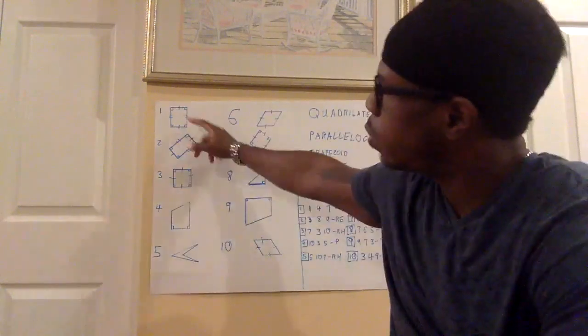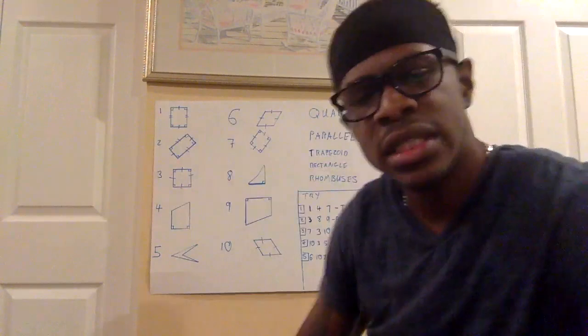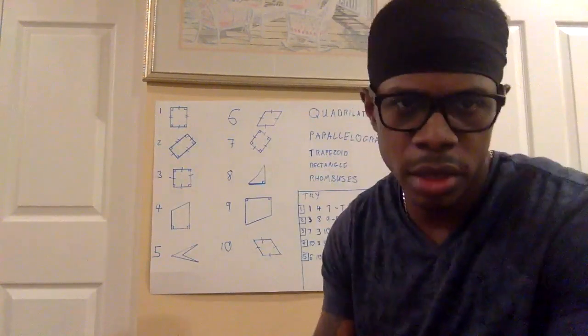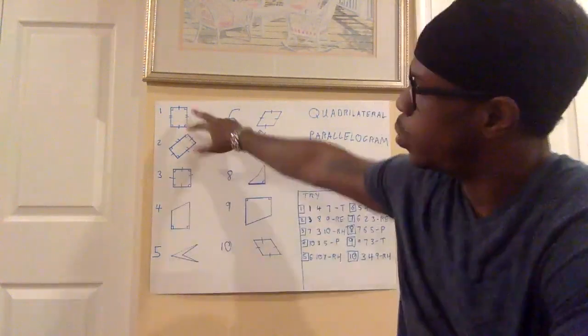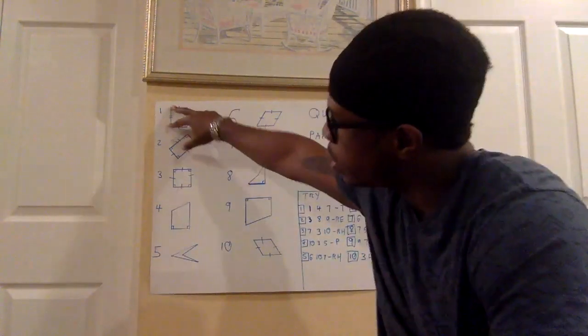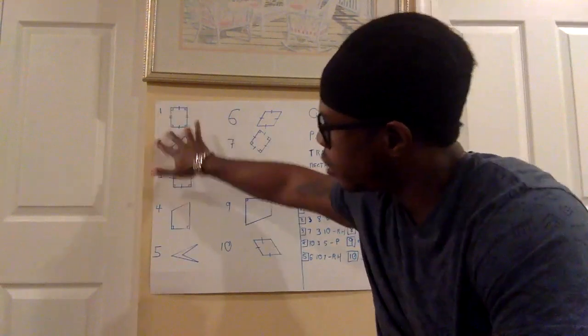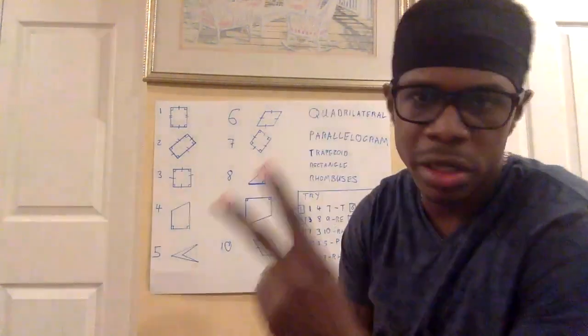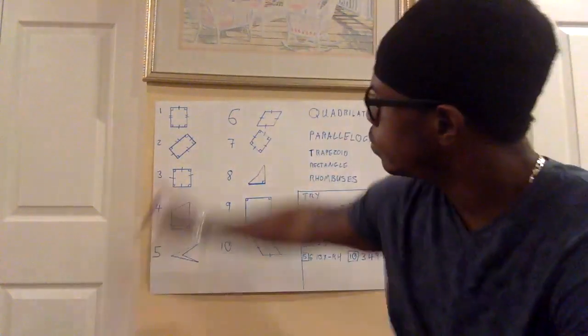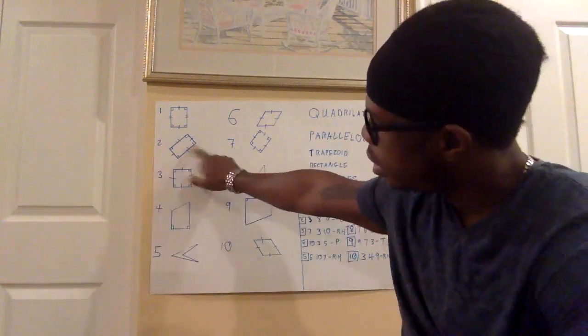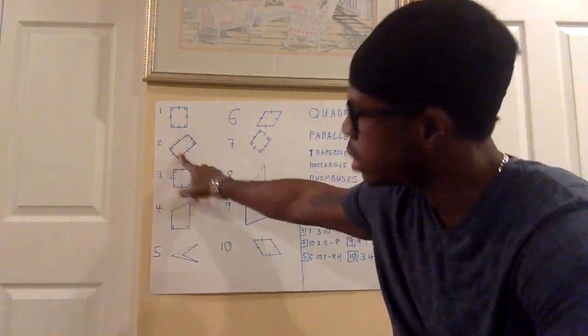Now, let's say number one. If I say number one is a trapezoid, would I be correct? I would be incorrect, because remember we went over before, this is a pair of parallel lines, and this is a pair of parallel lines. So that's two pairs, and that's too many. A trapezoid has one pair of parallel lines. Number two, same thing. It has two pairs, so that is not a trapezoid.